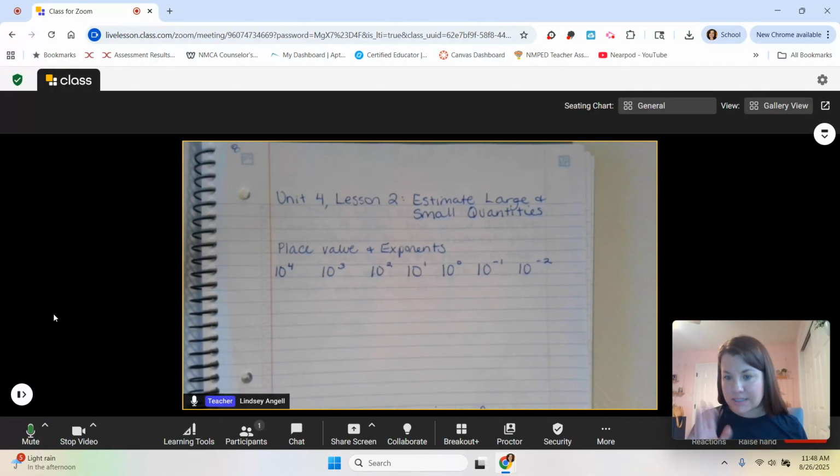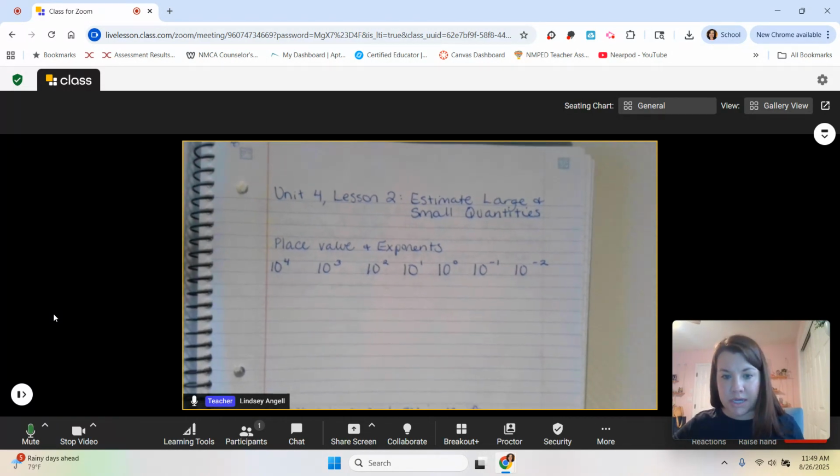Okay, so this is really the beginning of our scientific notation unit, which is how we write really large quantities or really small quantities. Large quantities could be like the magnitude of an earthquake. A really small quantity might be like the size of an atom, right? Something super tiny.